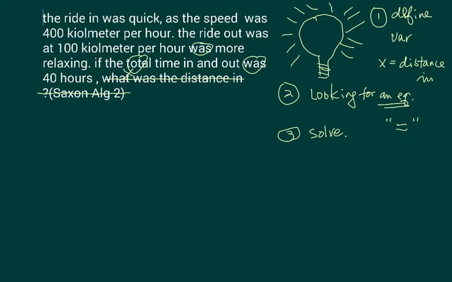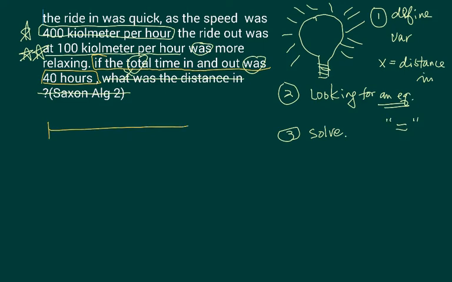Let's take a look at the problem we have here. The ride in was quicker than the speed we were given, so there's one clue here. We'll put clue 1. The ride out was at a different speed. That's a second clue. This sentence here is the crucial one. It says the total time in and out was 40 hours. Now a lot of teachers say you must draw a graph. Yes, a graph helps, but unless you know what you're drawing, I don't know how much it's going to help.